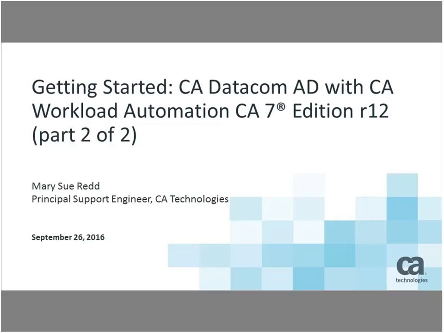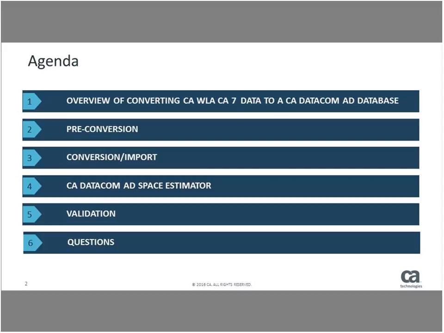We are going to be talking about the conversion of data when we're going to R12. I've got an overview of it. Then we're going to go into the processes that make up the conversion itself: a pre-conversion, conversion of the data, and the import of that data. We'll have a quick talk about the Datacom AD space estimator. We're going to go into validation, and of course, we'll pick up all the questions as we finish up today.